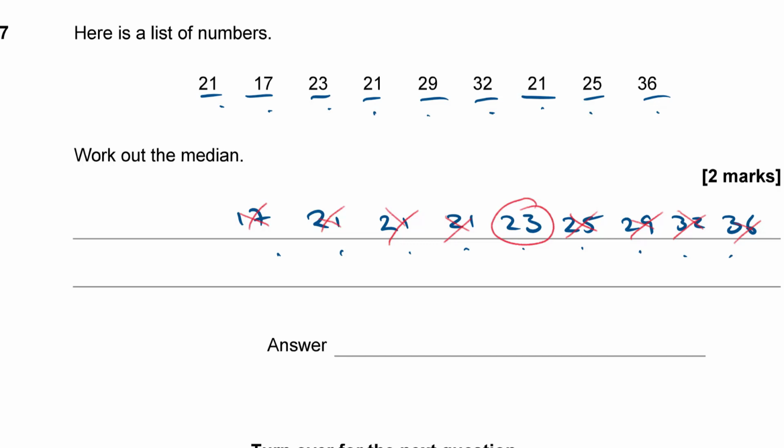Or you can say, well, I've got 9 items, add 1, divide by 2. 9 plus 1 is 10, divided by 2 is 5. So the answer is the 5th number. So first, second, third, fourth, 5th value. That's the other way of doing it. Okay, so either count in from both ends until you meet in the middle, or work out where the median should be. Either way, the answer is the same. It's going to be 23.